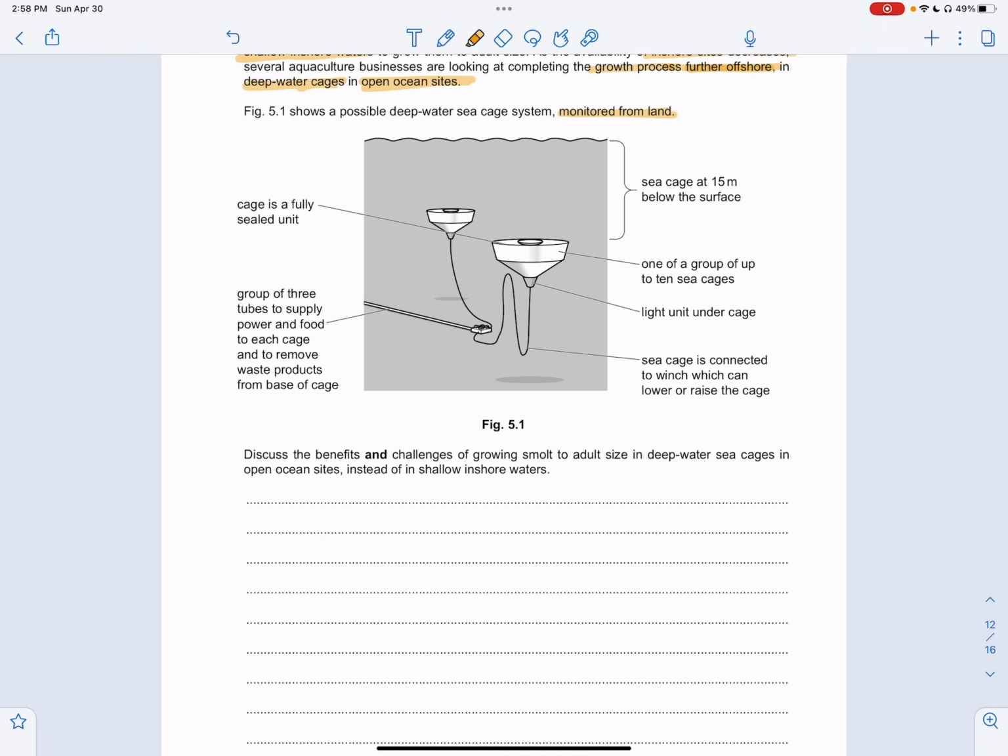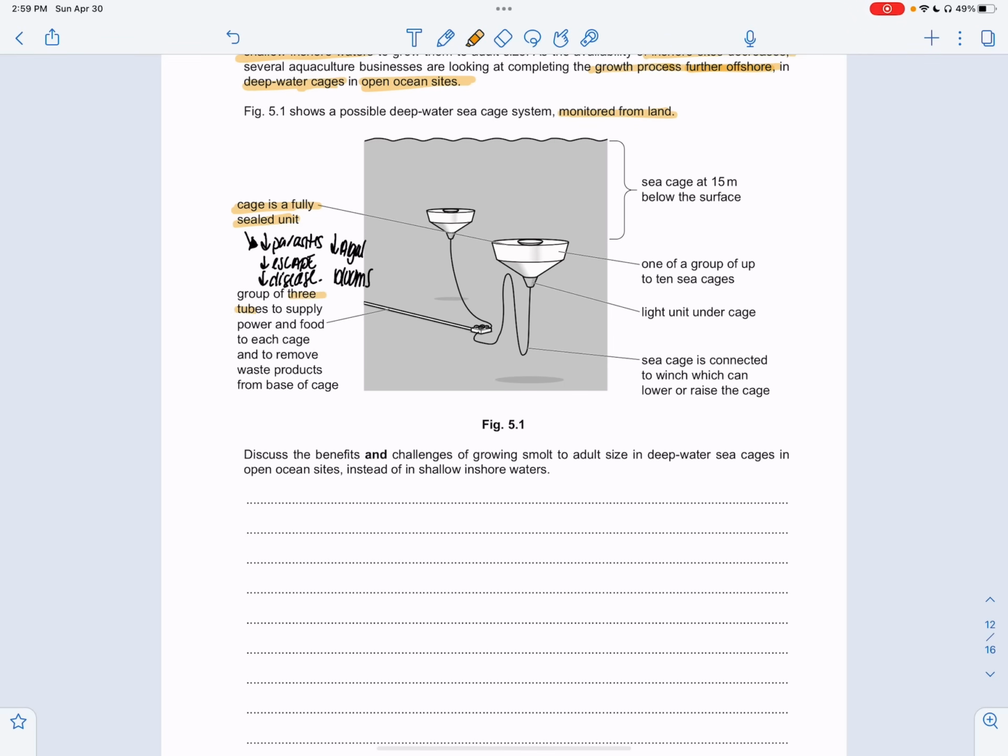So something to identify: the cage is fully sealed. That would mean we get to talk about less parasites, less escape, less disease influence, no algal blooms affecting them.